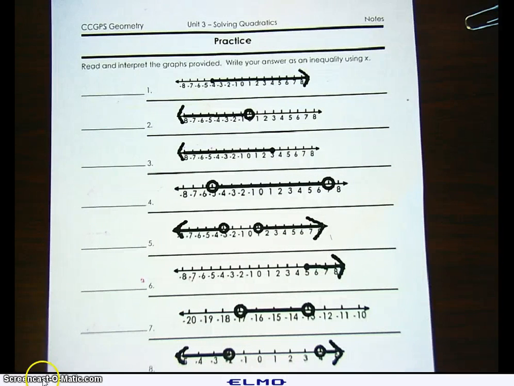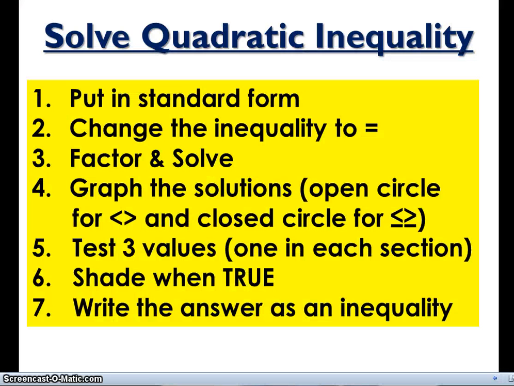Now we're going to go back to the notes. Here are the steps for solving a quadratic inequality. If you've downloaded the notes page, it'll already have it on there. We'll talk about this as we work the problems. We're going to use the factor and solve method, so all of our problems are going to factor. That may not always be the case, but we haven't learned any of the other methods yet, so all of these are going to factor and solve.